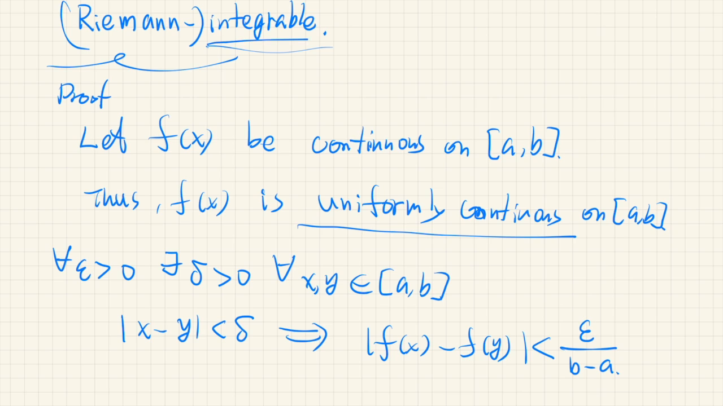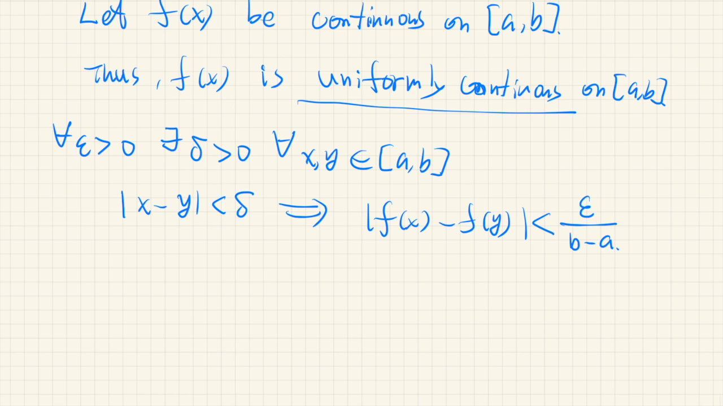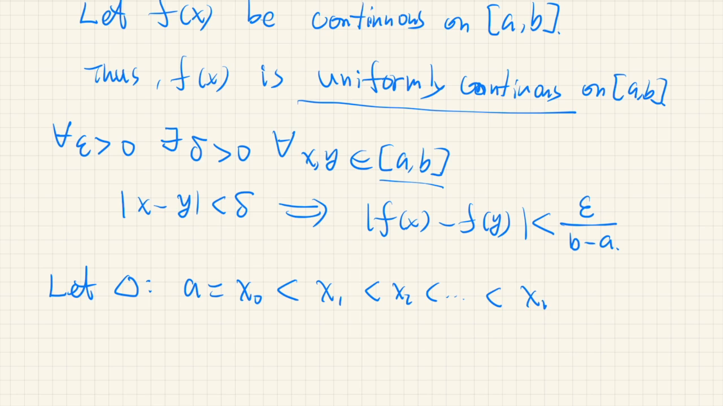To show the integrability of a function, we need to define the upper Riemann sum and the lower Riemann sum, and the limits of the sums should match. And to define those Riemann sums, we need to first partition the interval. Okay, so let delta be the partition. So a is equal to x0, and x1, x2, and so on, and xn, which is equal to b.